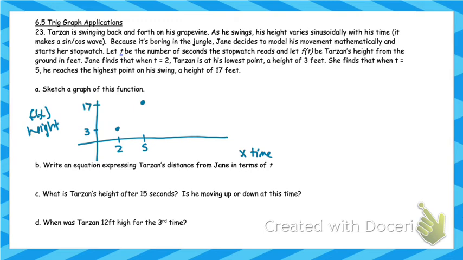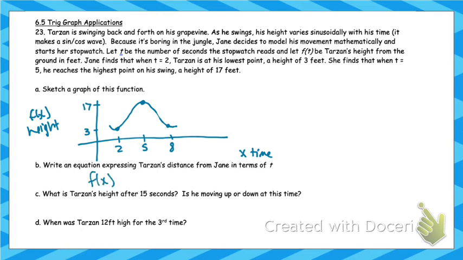Well, now to figure out a full cycle of this graph, if it takes 3 seconds to go from the middle to the top, it's going to take 3 seconds to go from the middle to the bottom. And at that point, we can see a full cycle. All right, so now let's try and write this equation.